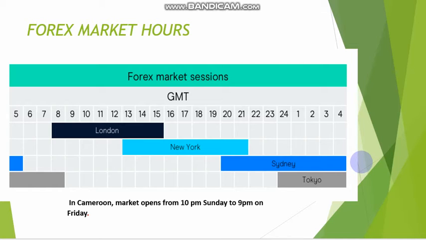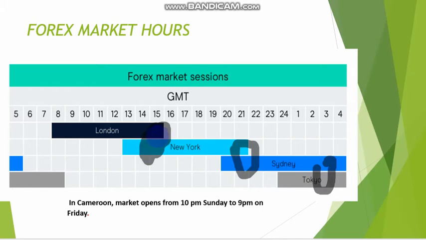So we have these 4 sessions, and as you can see from the graph, there are particular times when the London session overlaps the New York session, New York overlaps Sydney, and Sydney overlaps Tokyo. When they overlap, the currencies of the various countries intersect together, and that is the best time to trade forex. For example, when the London and New York sessions intersect at these points, this is the best time to trade forex.